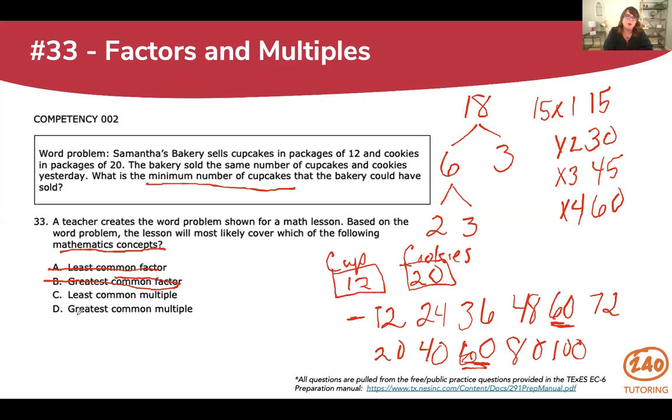And if you know a few things about math, greatest common multiple, well, that could go on forever and ever and ever. That's not really a thing. So C is the correct answer here. So really, this question is about knowing factors versus multiples. All right, and how you would teach that.